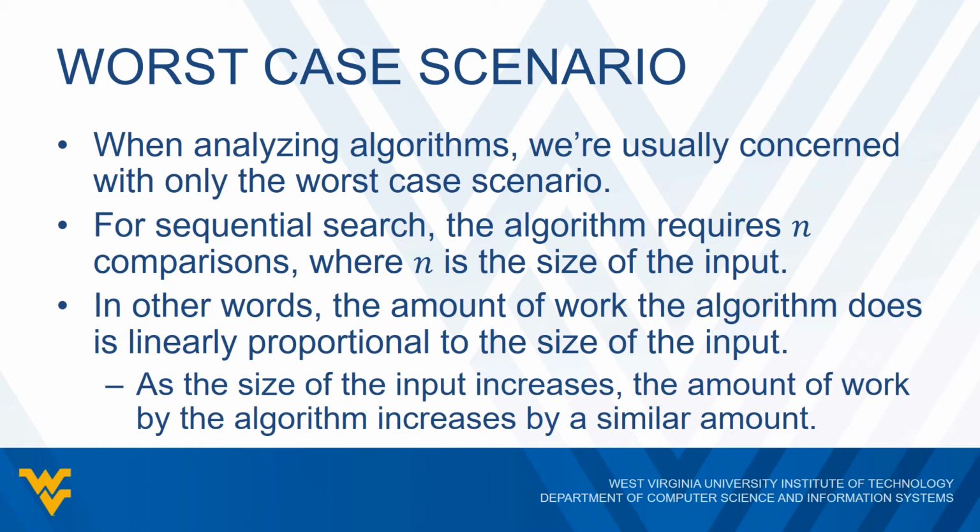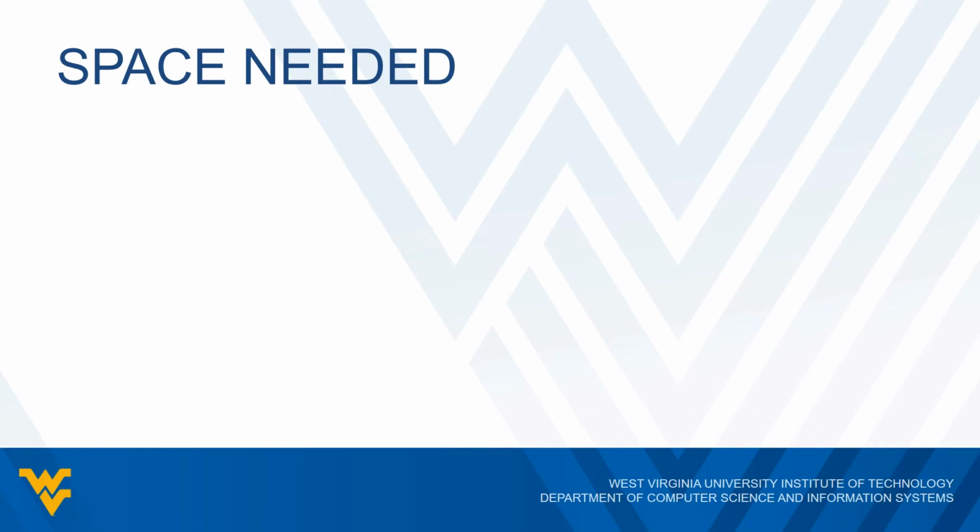So like in this case, if we have 5 items in our list, we're going to do 5 comparisons in the worst case scenario. If we have 100 items in the list, we're going to do 100 comparisons, worst case scenario. If we have 1,000,000 items in the list, worst case scenario, we're going to do 1,000,000 comparisons. So we see that this linear trend in terms of the size of the input and the amount of work that's being done.